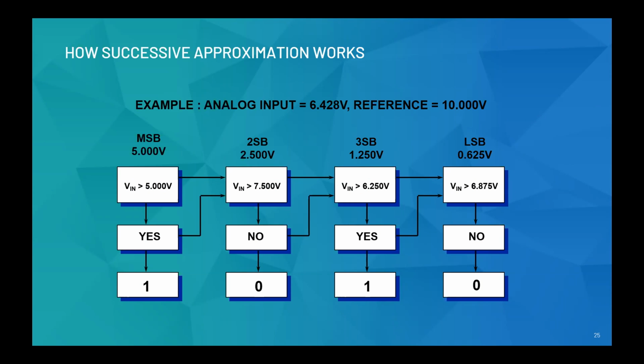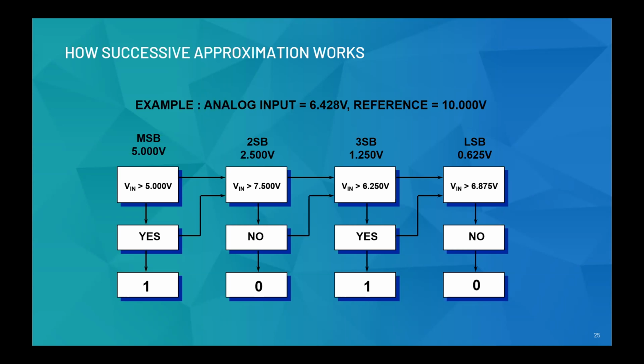If it is yes, a 1 would be loaded into a register, and it will move to the next step, to be compared with 2.5, then 1.25 and 0.625, and that's how it goes on loading this successive approximation register with the value. Now, if you see, the more the resolution, the more the number of bits, the more time taxing it is going to be.